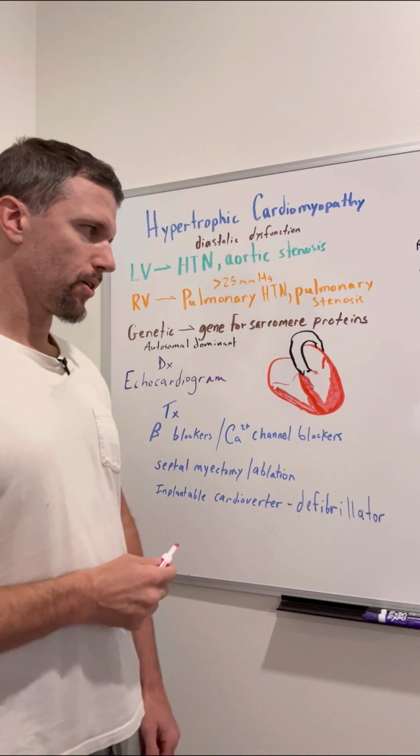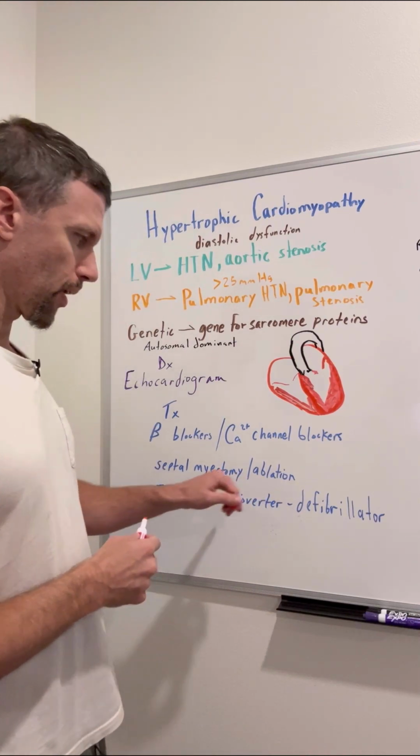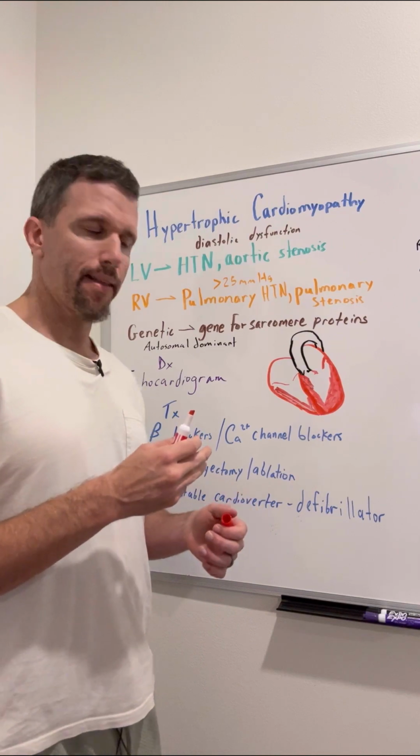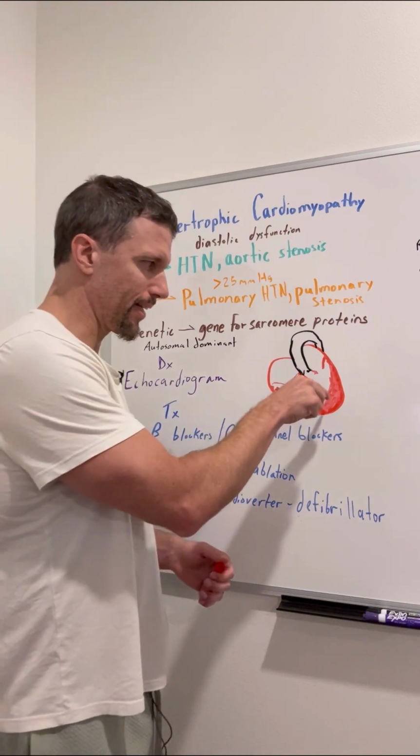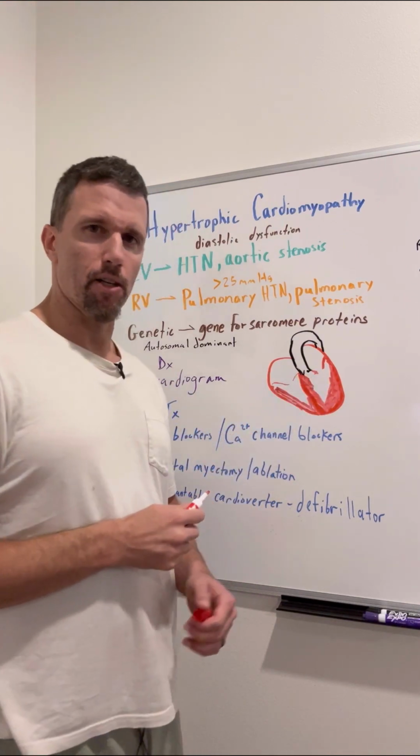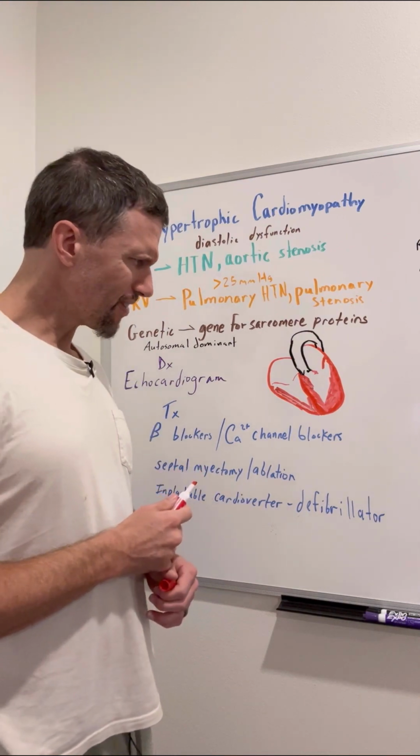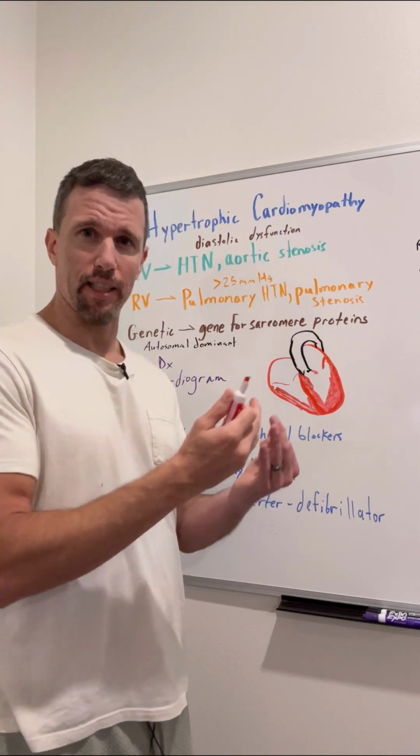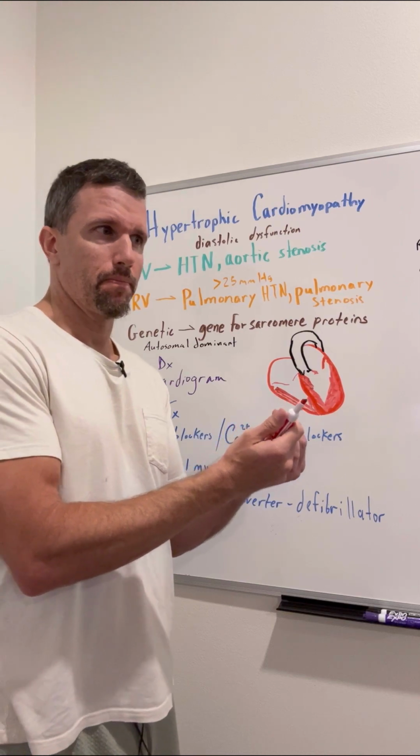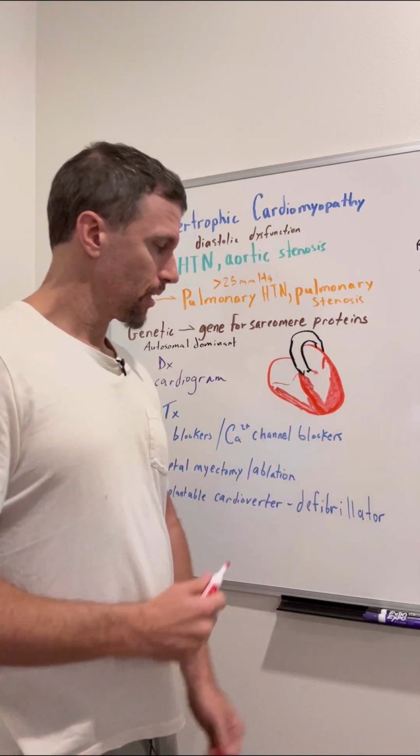And then another thing they can do is ablation, a septal ablation, where they go in with a catheter and shoot some alcohol within the capillaries that feed certain areas of the muscle, and in a sense cause that muscle to infarct and kind of decrease in size over time.